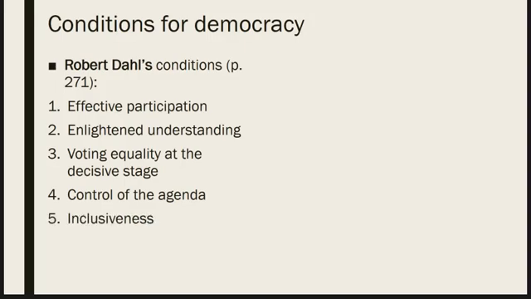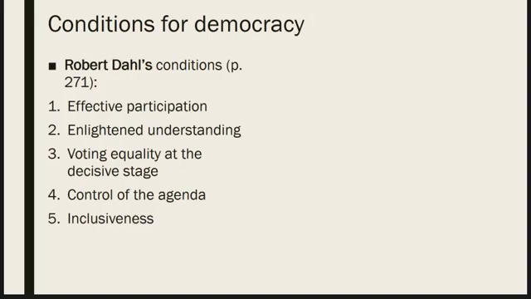And then the fifth criteria is about inclusiveness. So there needs to be powers of citizenship provided to all mature persons who have a legitimate stake in the polity. So, visitors to a country could be exempted, or people that are just passing through could be exempted. But anybody that lives in a society should be included in this decision-making power.